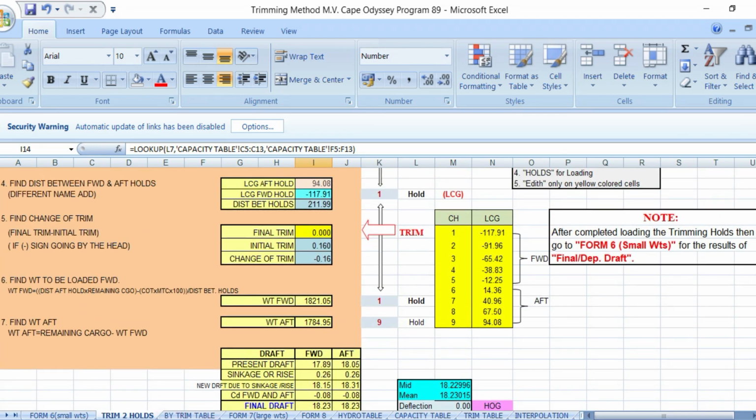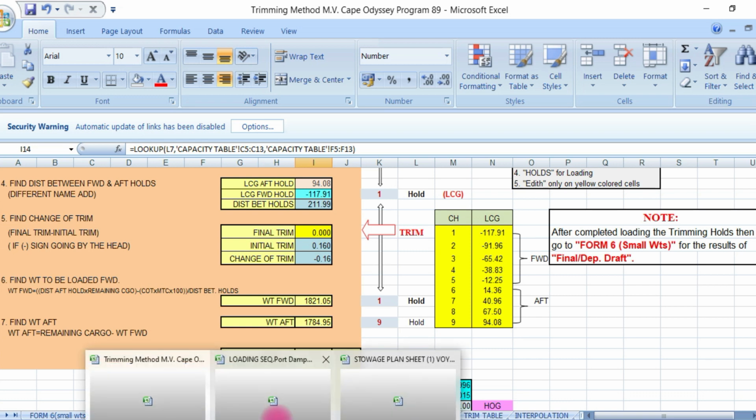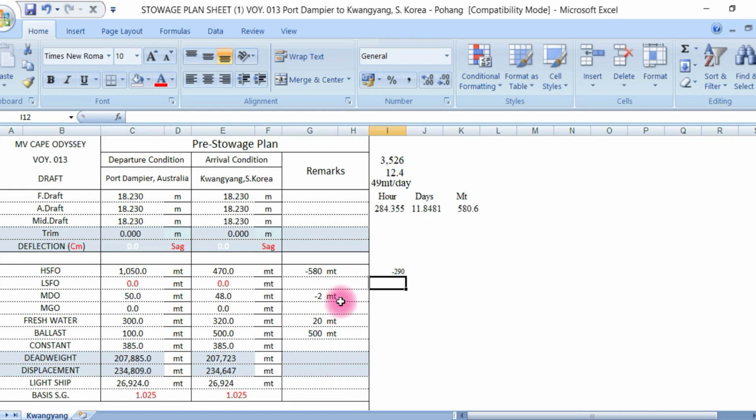On the later part, we use the ballast for arriving in Gwangyang. How is it?